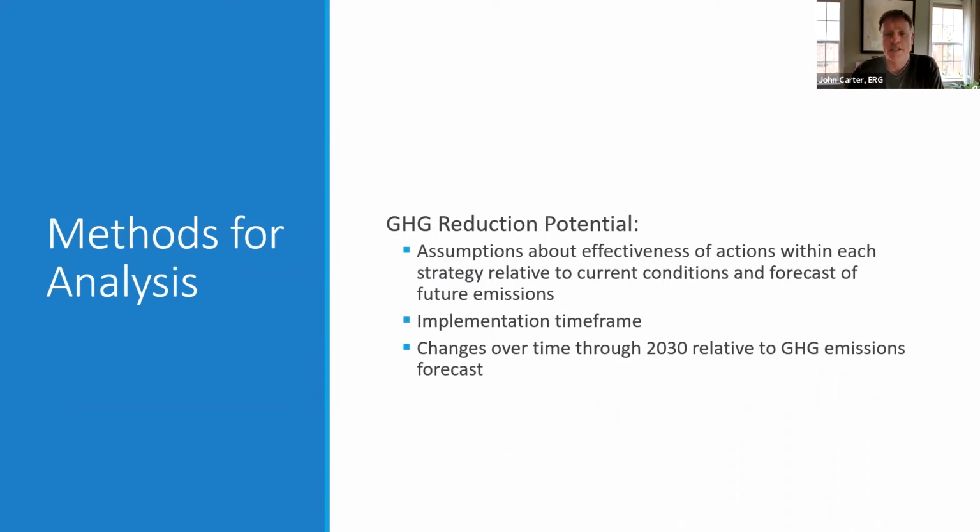We'll look at the implementation timeframe as well, when we think some of these things can actually start happening and having some impact. And all of this is going to be relative to a forecast of future emissions. So we have the latest 2017 inventory, but the goal is net zero by 2030, and your emissions in 2030 are not going to be the same as they were in 2017. So we have to project out to 2030 based on some of those demographic forecasts that I mentioned, to see what emissions might look like 8 years from now. So you can go to the next slide.